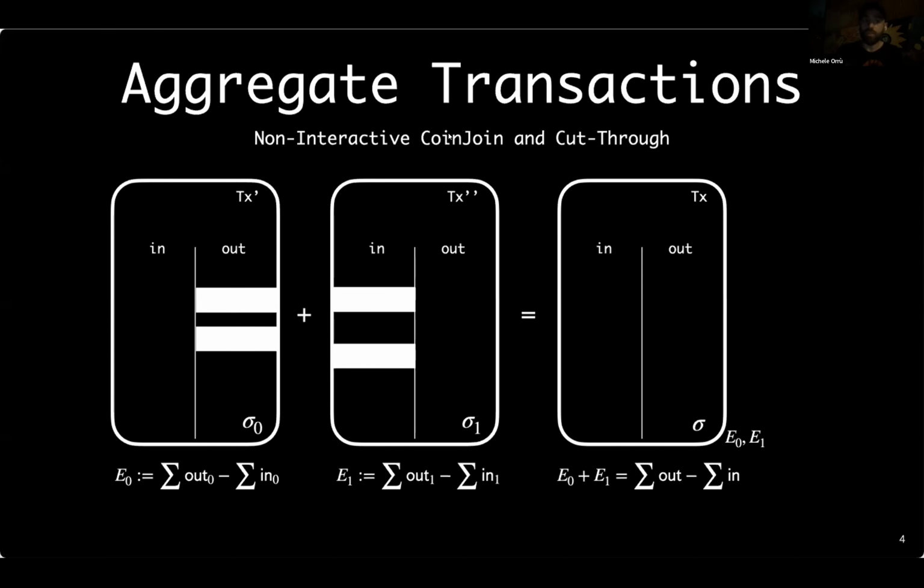transactions while preserving its security. For instance, I can take a transaction, transaction 1, another transaction, transaction 2, and mix them together into a new transaction that contains the information from both.